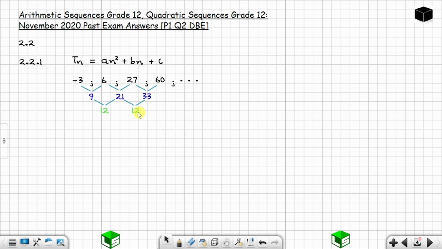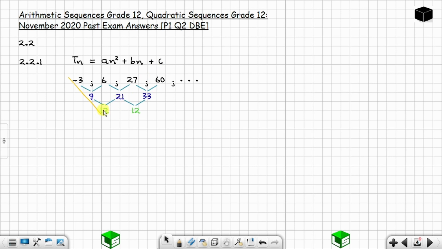Now to get your A, B, and C, you are going to use the numbers in the diagonal. I want you to remember this. Use the numbers in the diagonal. You have -3, 9, and 12. Always use the numbers in the diagonal. So use these numbers, -3, 9, and 12, if you want to determine your A, B, and C.